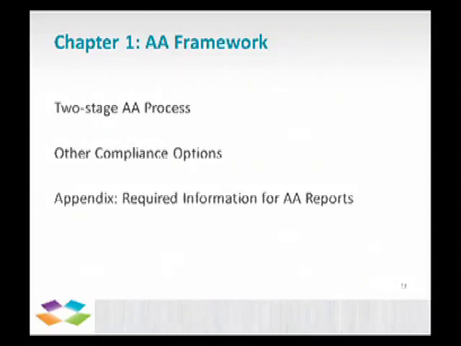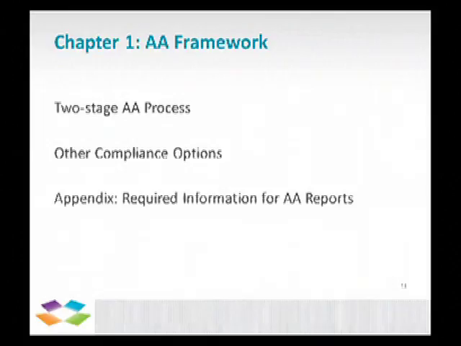The first chapter of the guide introduces the AA framework, and it emphasizes the two-stage process, which we already have discussed. The first stage is the screening stage, and the second stage is where more in-depth analysis is done for selection of the alternative. And we also talk about the other compliance options, which are the abridged AA.